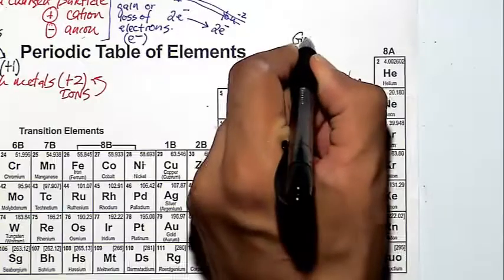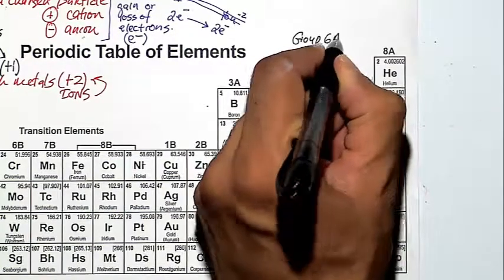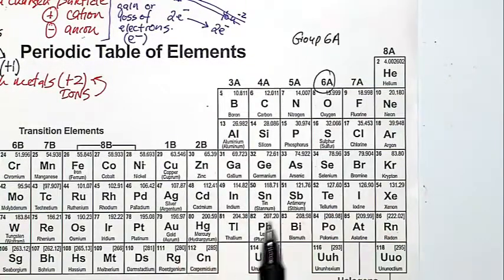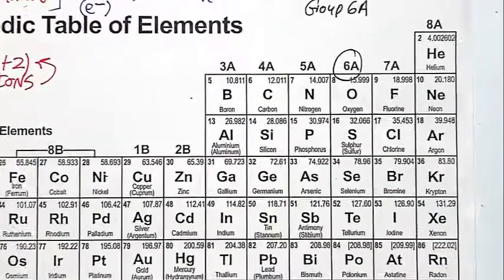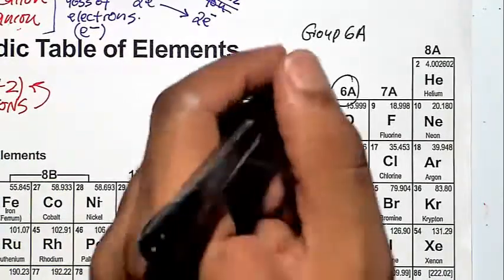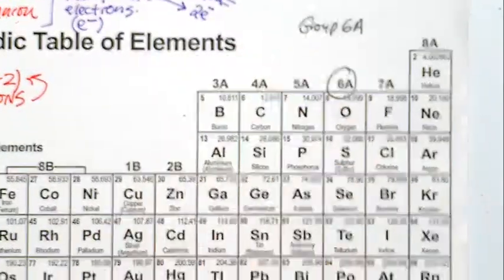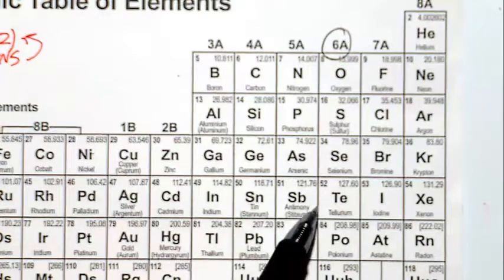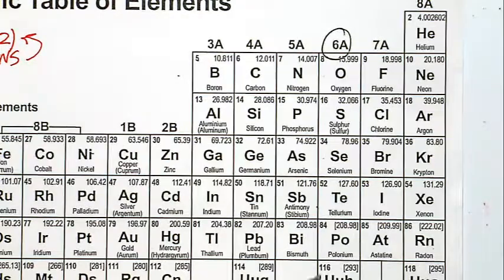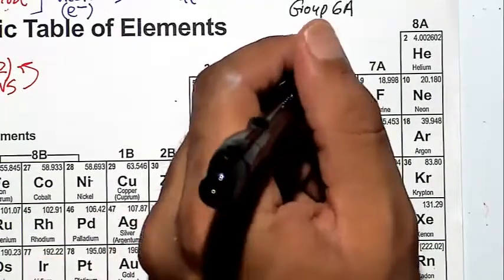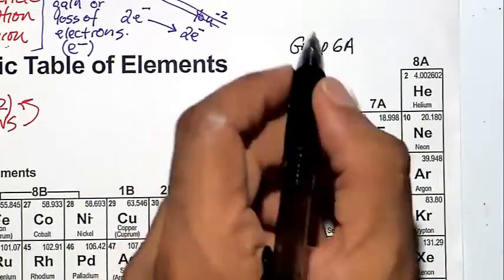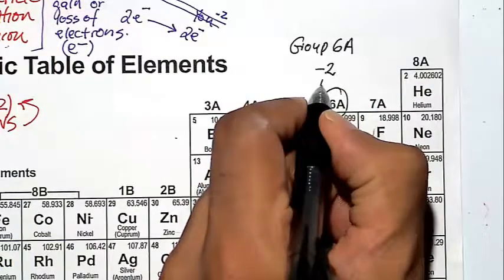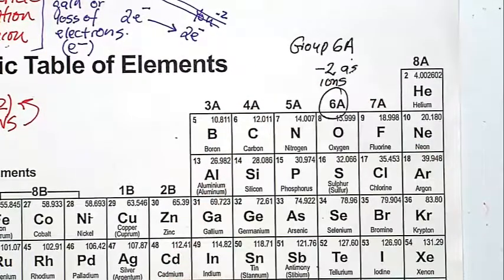Group 6A. This does not have a specific title like alkali metals or alkaline earth metals. But what's important about group 6A elements, we're talking about oxygen, sulfur, selenium, tellurium, polonium, is that most of these are going to be -2 when they become ions. A -2 charge.